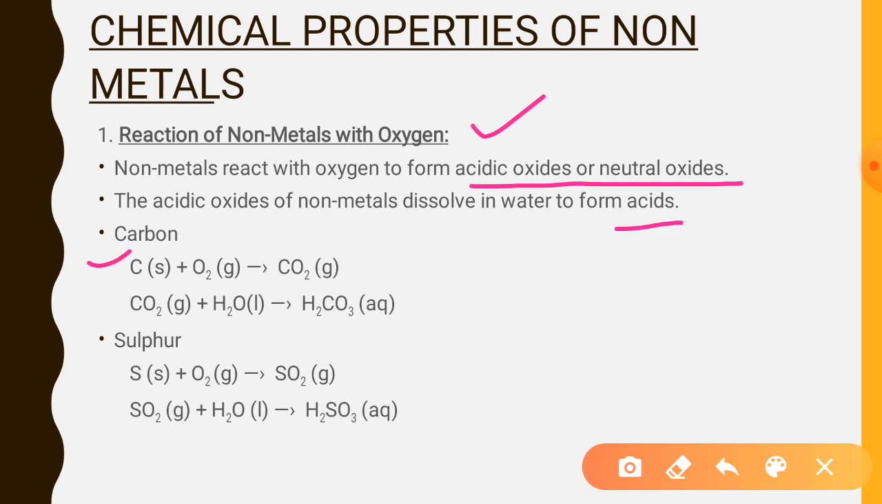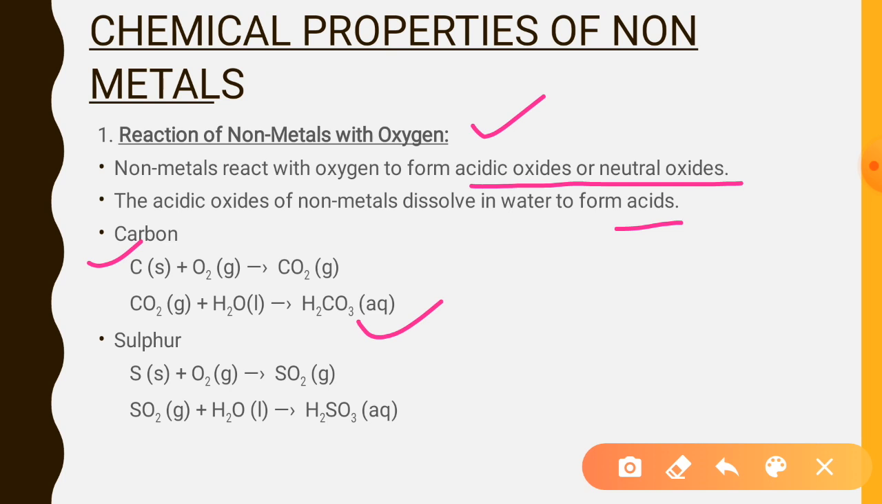First is carbon. When carbon is burnt in a sufficient amount of oxygen, at that time it produces CO2, which is an acidic oxide. Now if carbon is burnt under limited supply of oxygen, that time it will produce CO, carbon monoxide, which is a neutral oxide. Now, if this carbon dioxide combines with water, it forms H2CO3, which is the carbonic acid.